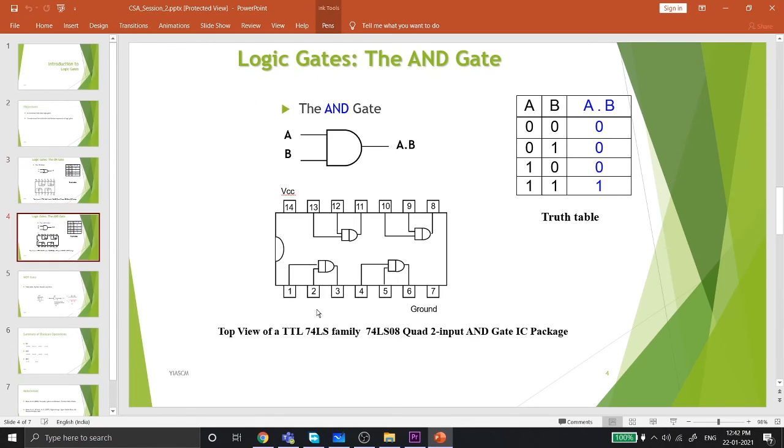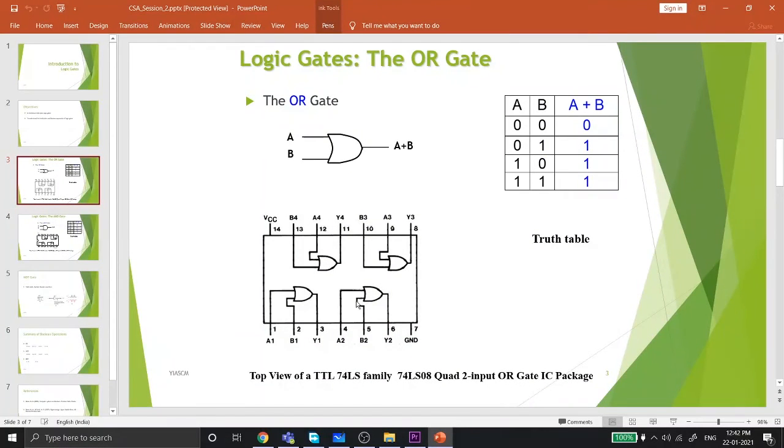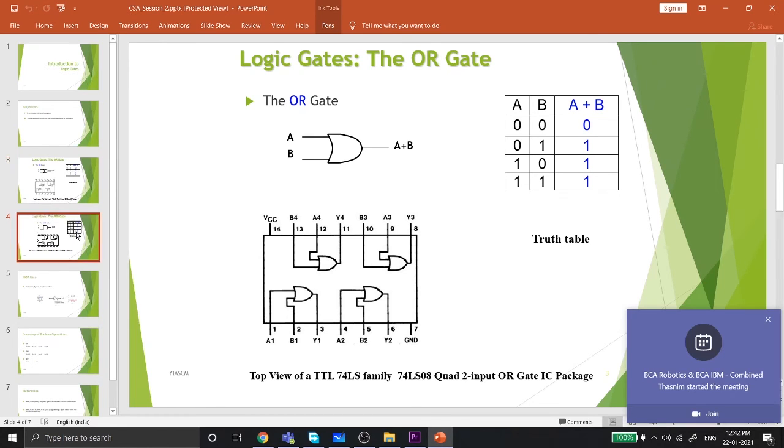If you notice, here also the 7th pin is ground and the 14th pin is VCC. And here also the 7th pin is ground and the 14th pin is VCC. That is because both ICs are from the same family. So that's it for an AND gate and OR gate.